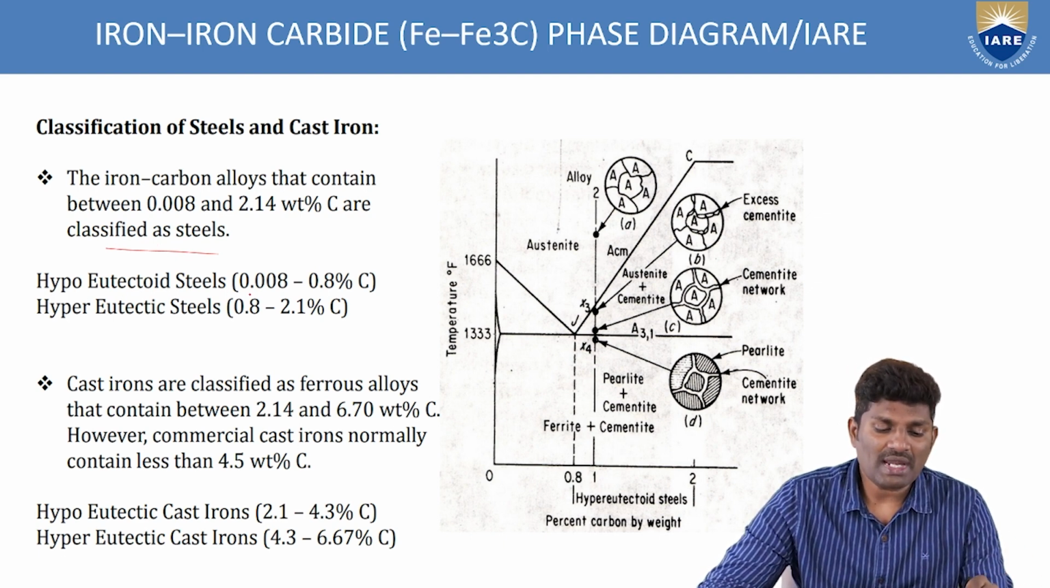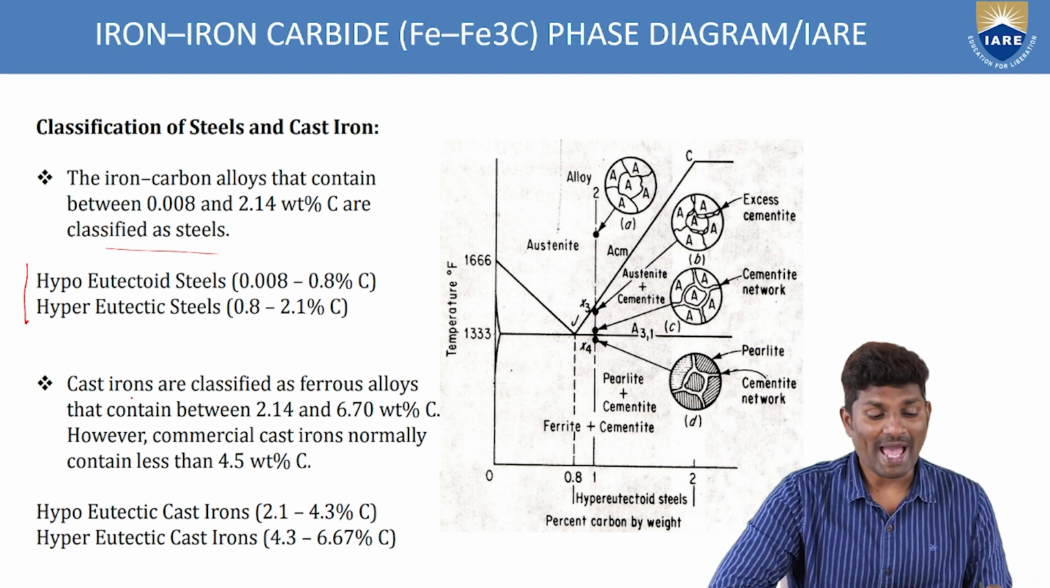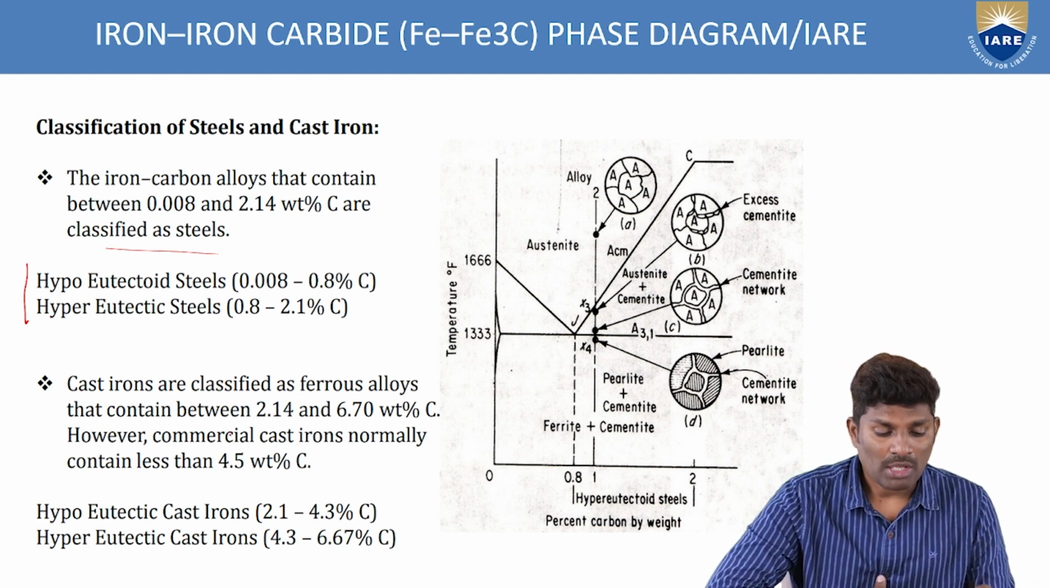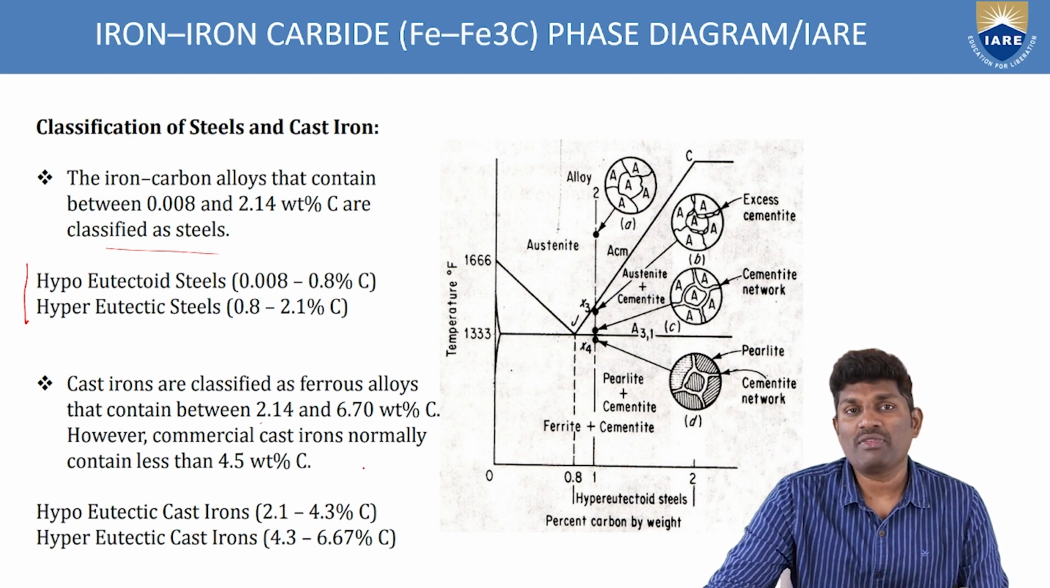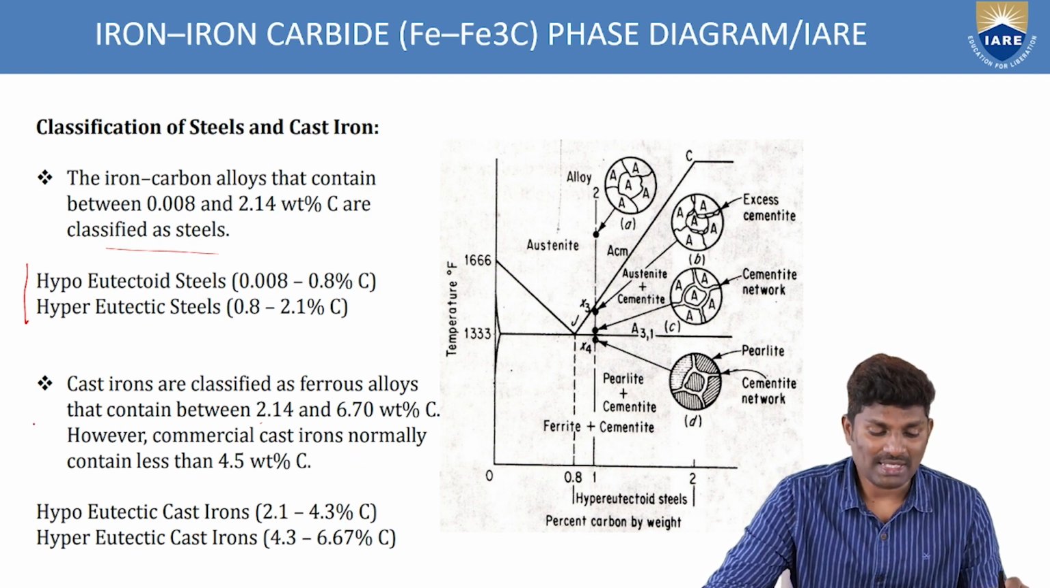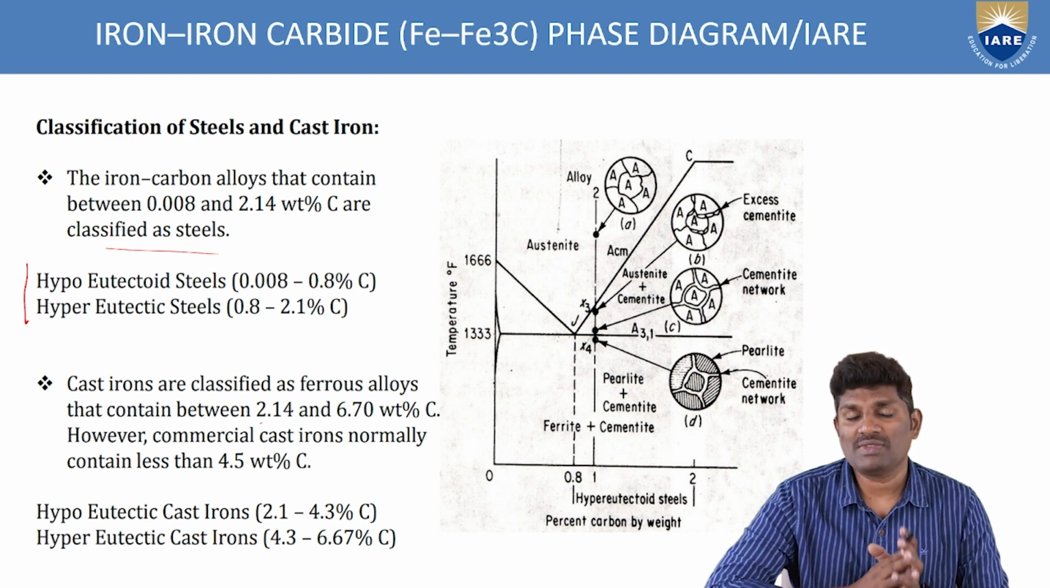Now hypoeutectoid steels means 0.008 to 0.8%. Hyper means 0.8 to 2.1%. So this is how you have the difference in the hyper and hypoeutectoid based on the composition of the carbon content. Now cast irons, how are you classifying? Beyond that composition of the steels, that is from 2.14 to 6.70 weight percentage, that classification comes under the cast iron. So like this, we have different types of classifications of the steels as well as the irons.